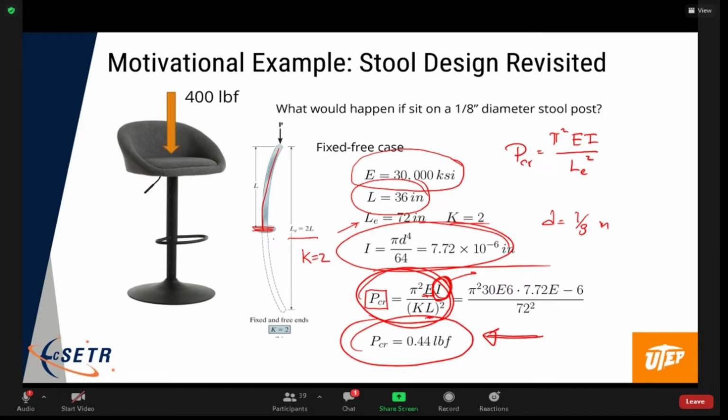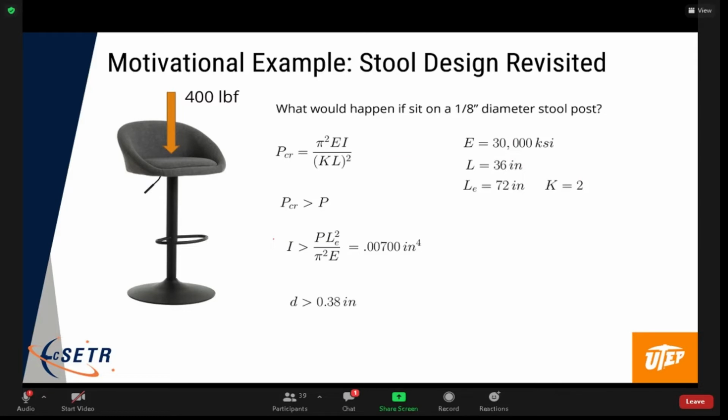So that would be the design problem, and that's what happens on the next slide. It turns out you don't need much more diameter, but you do need about 3/8 of an inch diameter, and that will not buckle. Better yet, I think it would still be to do a hollow section.